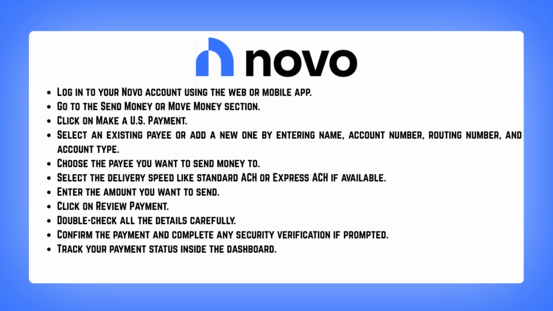Double-check all the details on the confirmation screen, including the recipient and amount. Once everything looks good, confirm the payment. You may be asked to enter a security code or complete a quick verification step to approve the transfer. After confirmation, your payment will be processed. Standard ACH transfers typically take 2 to 3 business days, depending on timing and bank processing schedules.